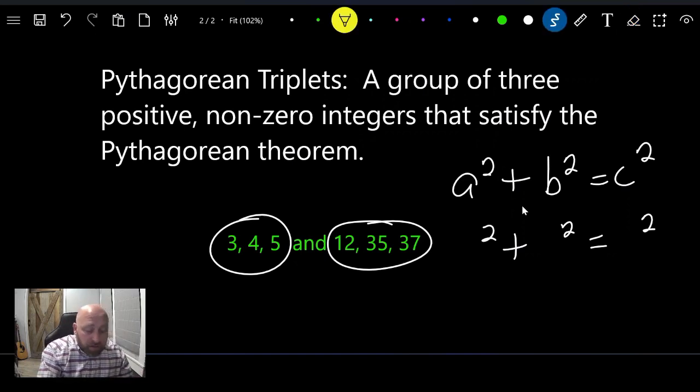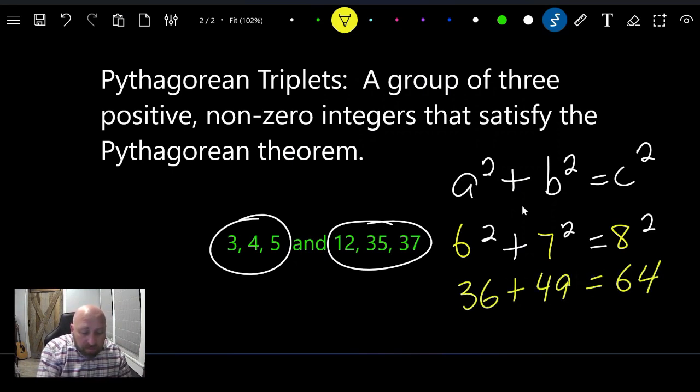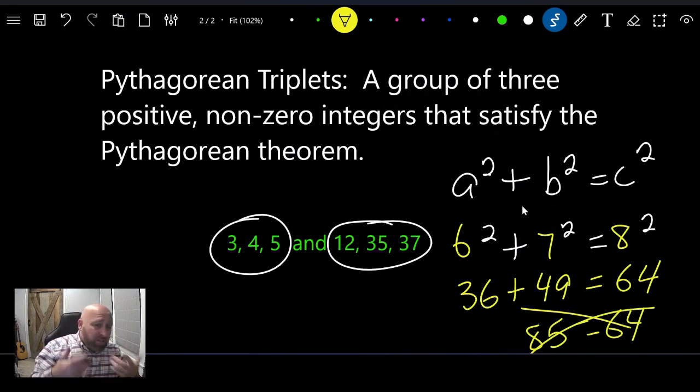So let's try 6, 7, and 8. Since 3, 4, and 5 worked, maybe 6, 7, and 8 will work. So let's try it and see if those actually come out. 36 plus 49 equals 64? Well, 36 plus 49 equals 85. Does 85 equal 64? No, it does not. So that doesn't check out. Those are not Pythagorean triplets. So 6, 7, and 8 doesn't work.